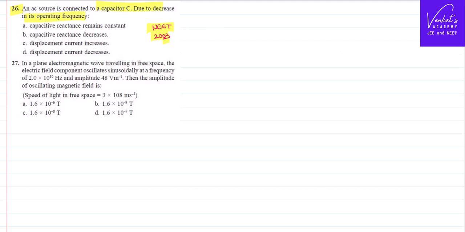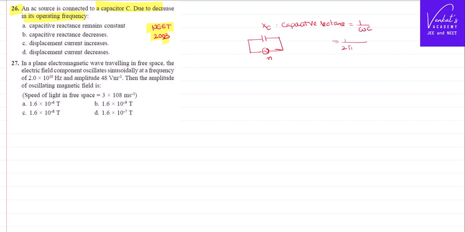Due to decrease in its operating frequency, what happens? Let us try to understand what he meant to say. There is a capacitor connected to an AC source having a standard frequency N. Now this capacitor opposes the flow of the current, and the opposition is called capacitive reactance. We know the capacitive reactance Xc equals 1 by omega C. Omega is 2 pi n, into C, that is Xc.